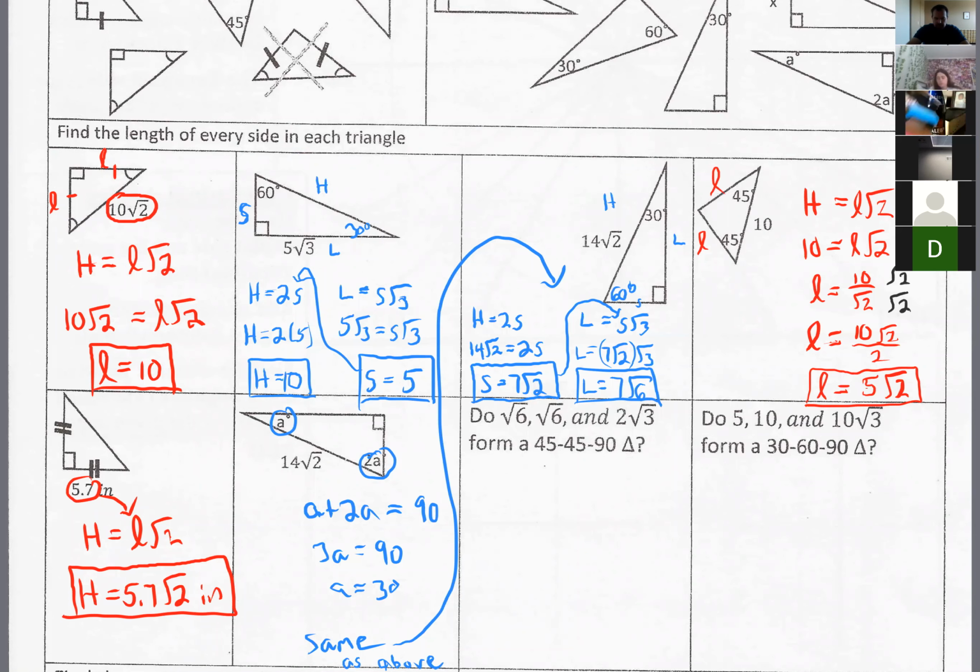Okay, so the next one is yes or no. Does it form a 45, 45, 90? Well, let's see. We need to know if it does, then H has to equal L times radical 2. So H is always going to be the longest side, so someone tell me which value is bigger, square root 6 or 2 radical 3? 2 radical 3 is bigger, thank you.